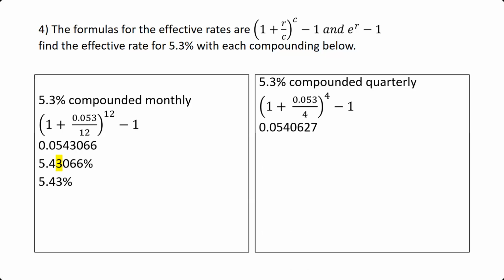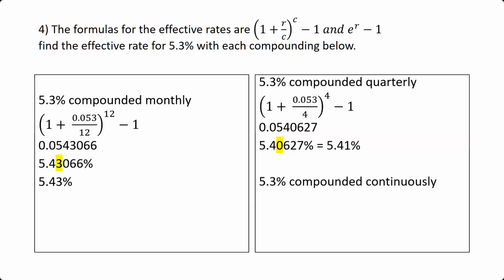Make it a percent first, and then round it to the 100th. So the percent would be 5.406. The 0 would round to a 1 because of the 6. Any questions on that? So this one, I don't think I said what to round it to, but you still needed to make it a percent before you rounded. Any questions?